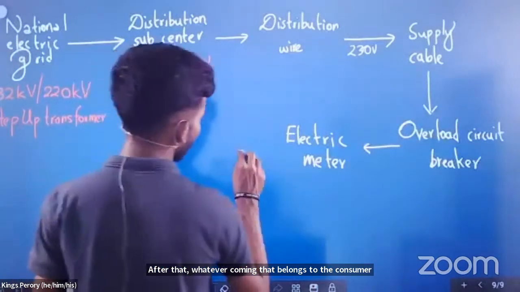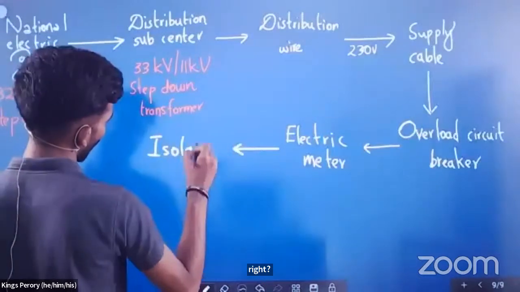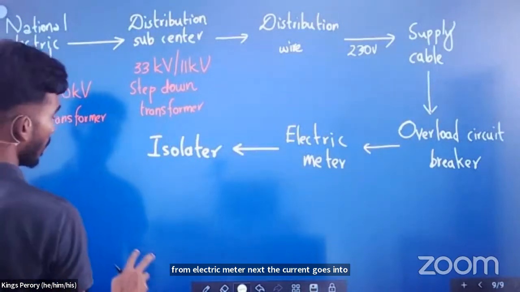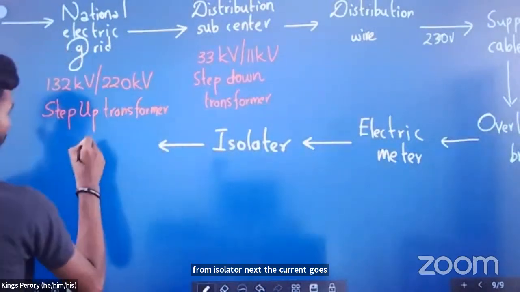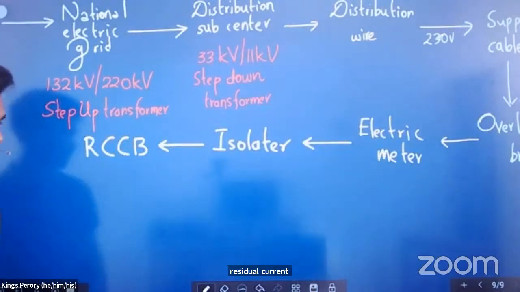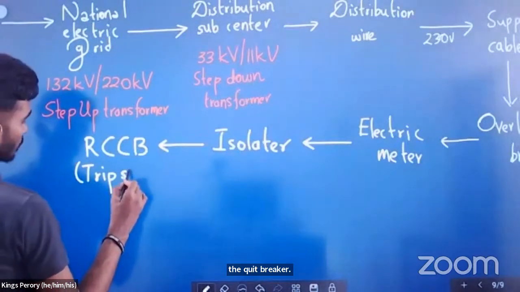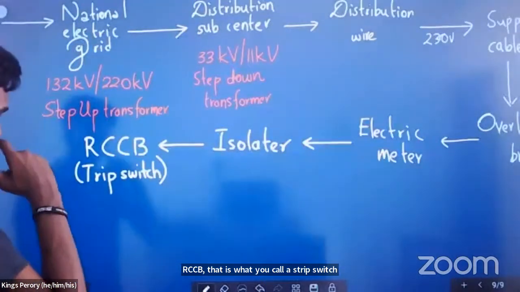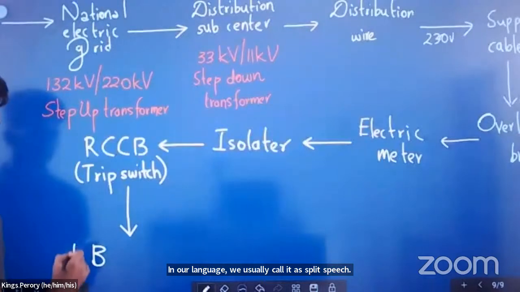From the electric meter, next the current goes into the isolator. From the isolator, next the current goes into the residual current circuit breaker, RCCB. That is what you call a strip switch. In our language, we usually call it a strip switch. From the RCCB, next it goes into the MCB.